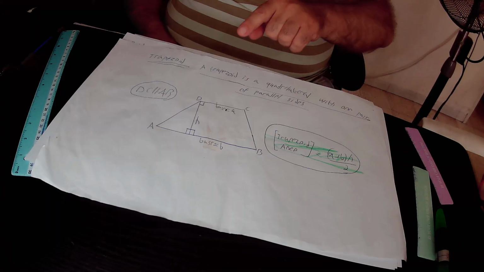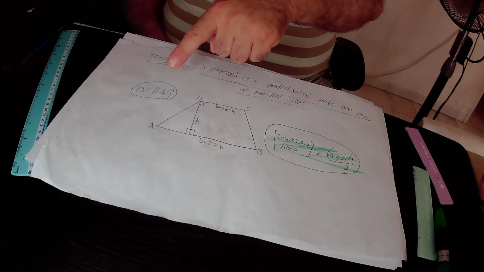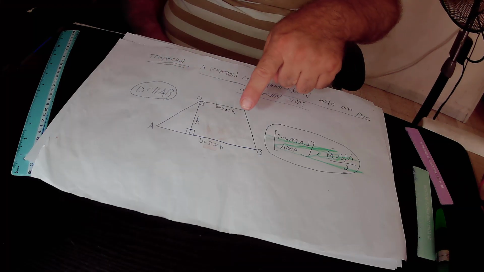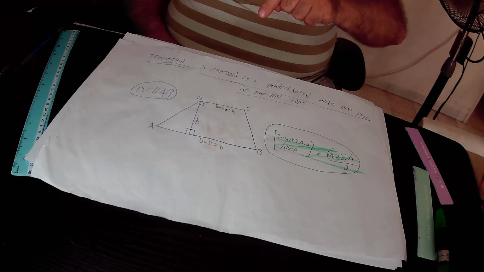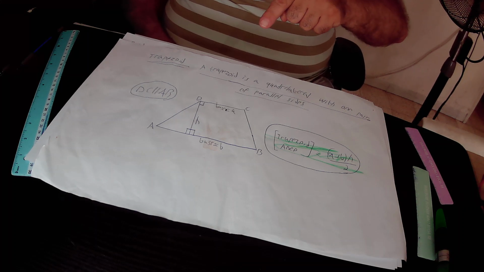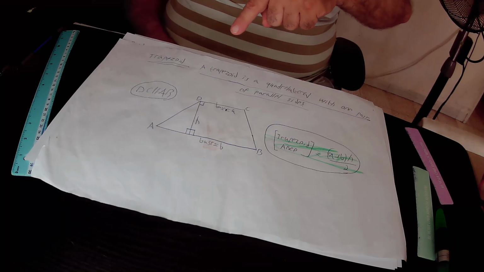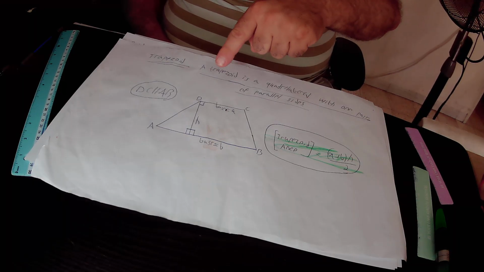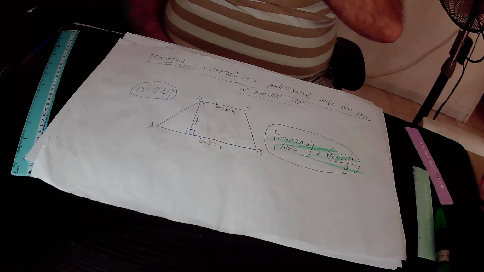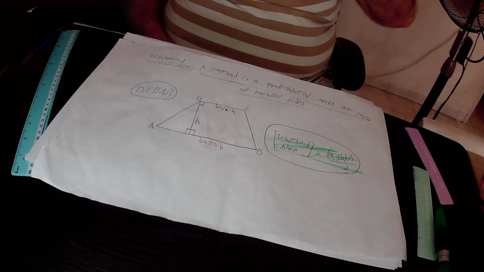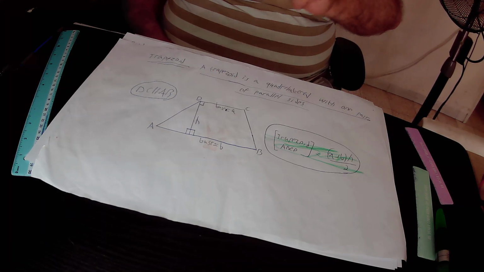So if we define the length of base DC as A, and the length of base AB as B, then the area of this trapezoid ABCD will be equal to the sum of its two parallel bases, that is to say A plus B, times the height h over 2. The height h must create 90 degrees with the two parallel bases. Again, the area of this trapezoid is equal to A plus B, times the height h over 2.